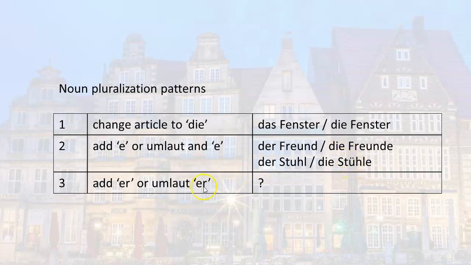Notice the umlaut plus the E. In this lesson, we are going to learn the third pattern, which is add an ER or umlaut ER. So we're just going to focus on adding the ER in this lesson.